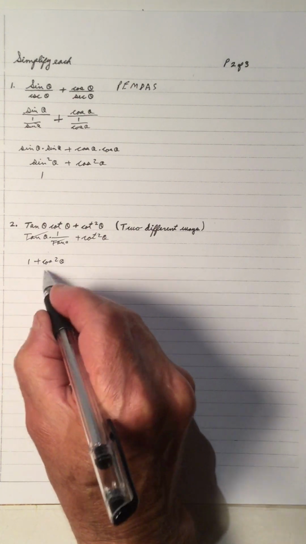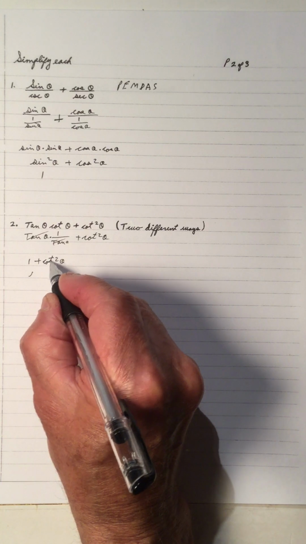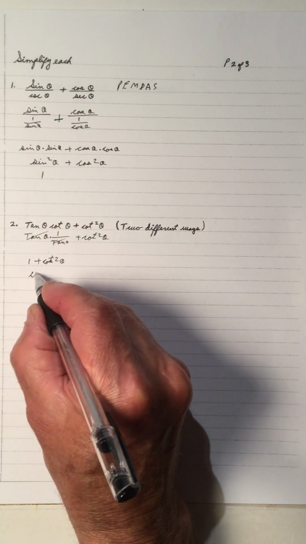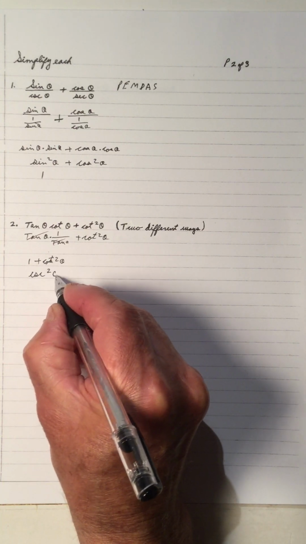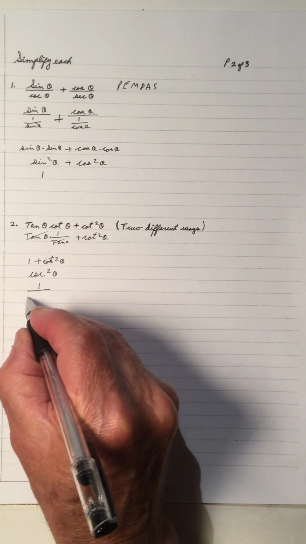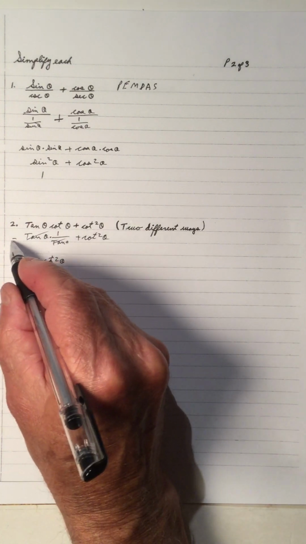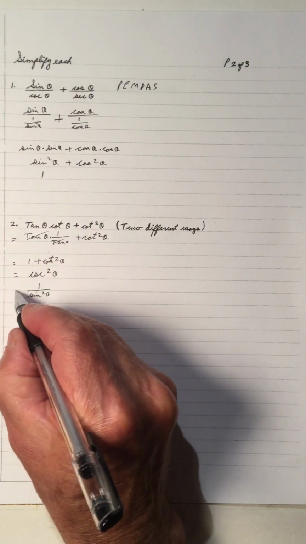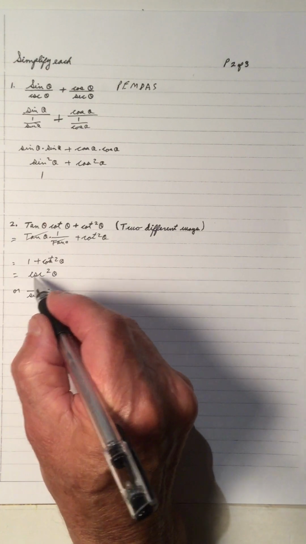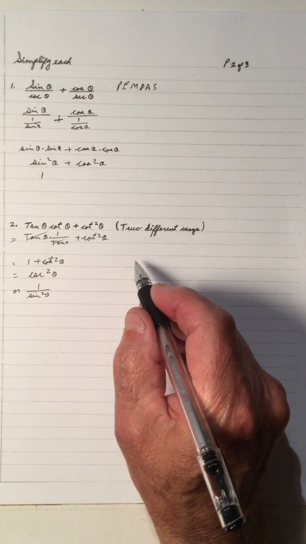And notice that 1 plus cot squared is cosecant squared. And cosecant squared, if you wish, you can make it 1 over sine squared, either or. So you can have cosecant squared or 1 over sine squared. Now that's one way to do it.